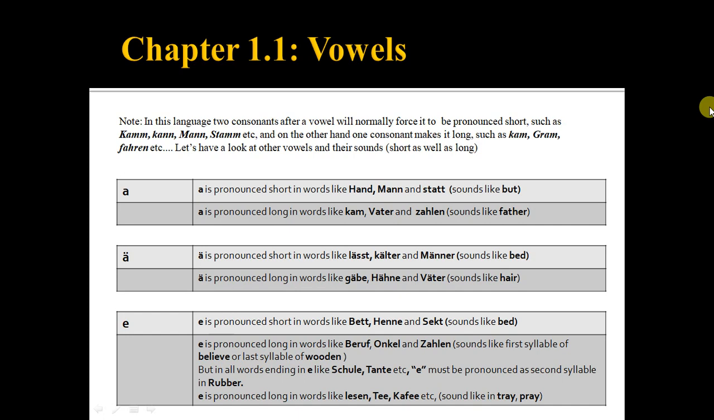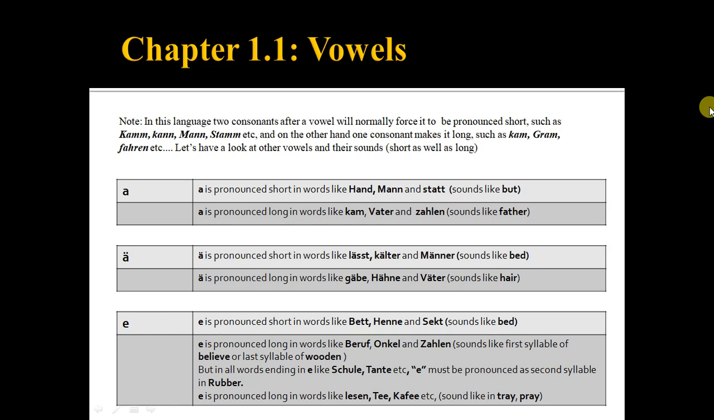Note, in this language, two consonants after a vowel will normally force it to be pronounced short, such as Kamm, kann, Mann, Stamm, etc. On the other hand, one consonant makes it long, such as kam, Kram, fahren, etc. Let's have a look at other vowels and their sounds, short as well as long.